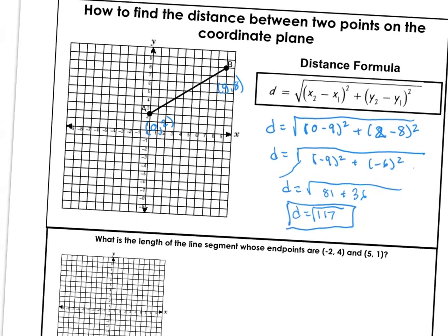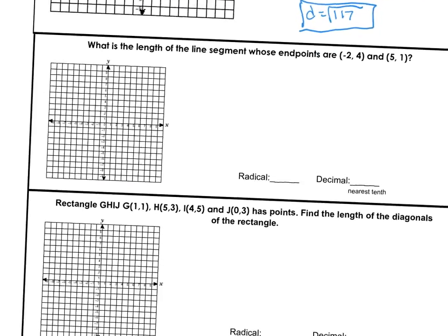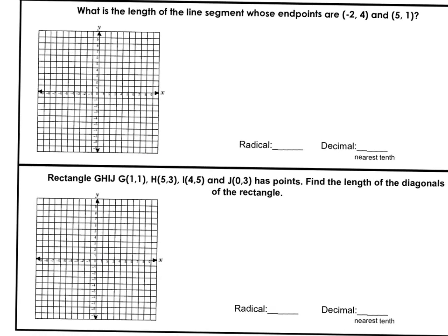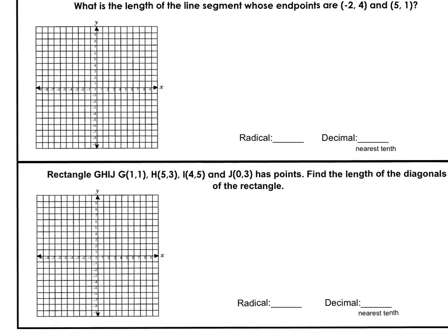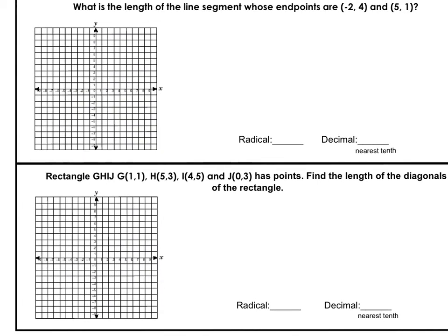Let's try another example of this, okay? This question's a little different, and let's see if you can notice how it's a little different. It says, what is the length of the line segment whose endpoints are negative 2, 4, and 5, 1? So this one's asking us for the length. If it says length, that is the same thing as the distance. So let's put a note there, the same as distance.